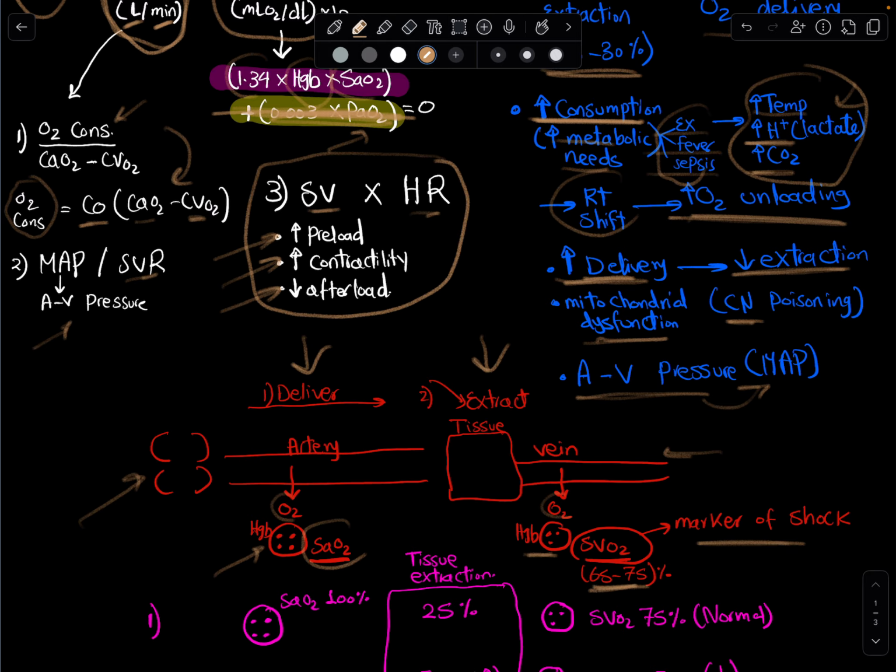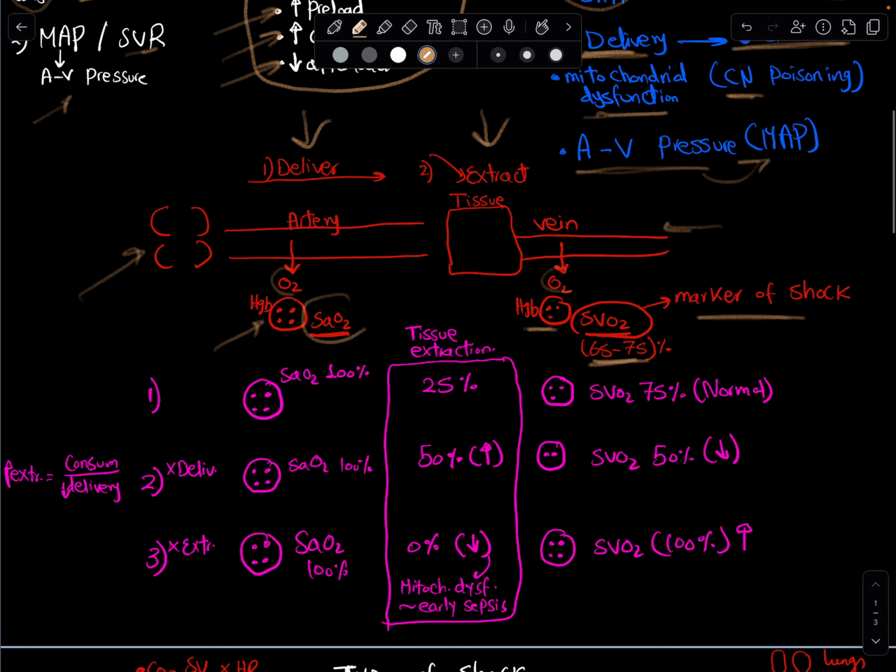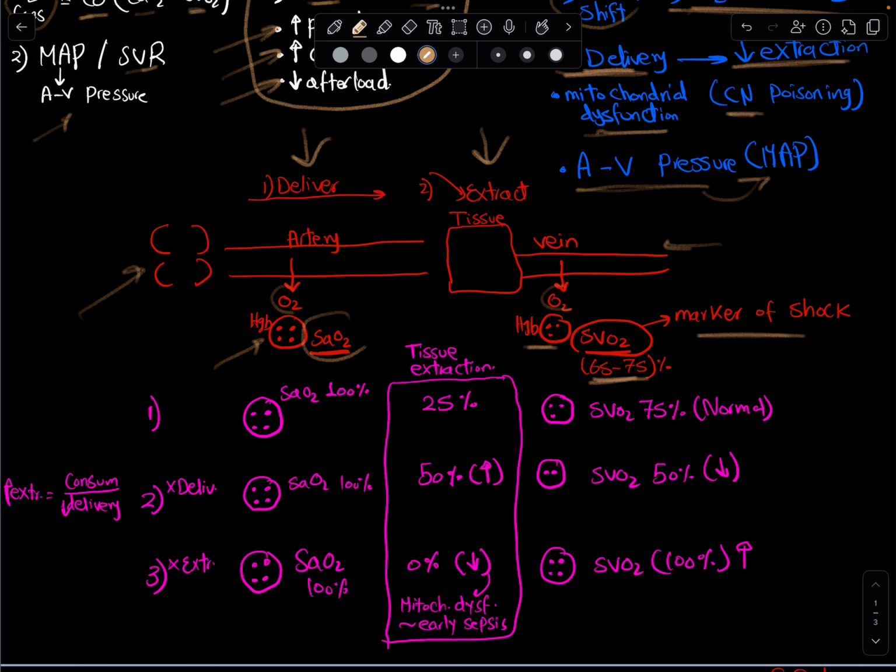Remember, we just said oxygen extraction. Whenever there is oxygen supply to the tissue, the tissue doesn't extract all the oxygen, it just extracts 25 or 30% of the oxygen that's coming, and leaves the rest. So you have oxygen in the vein, SvO2, about 65 to 75, right? So let's imagine those three different scenarios, okay?